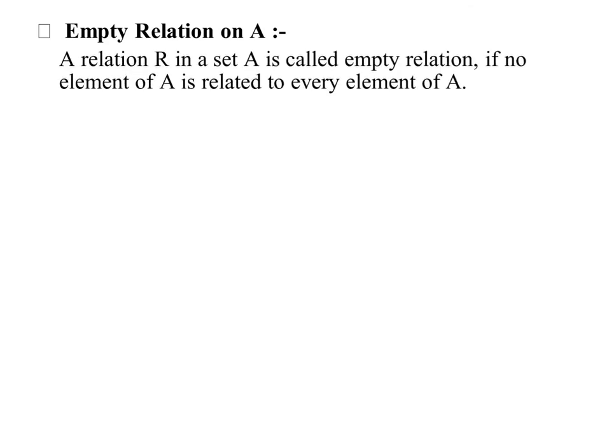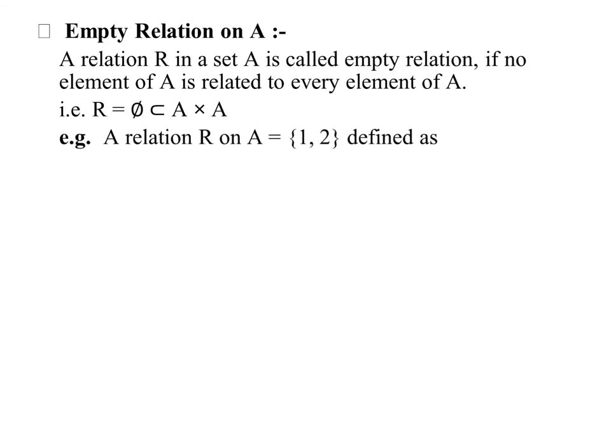Next, empty relation on set A. What is an empty set? An empty set means no element. A relation R in a set A is called an empty relation if no element of A is related to any element of A. That means R is equal to phi, a subset of A cross A.